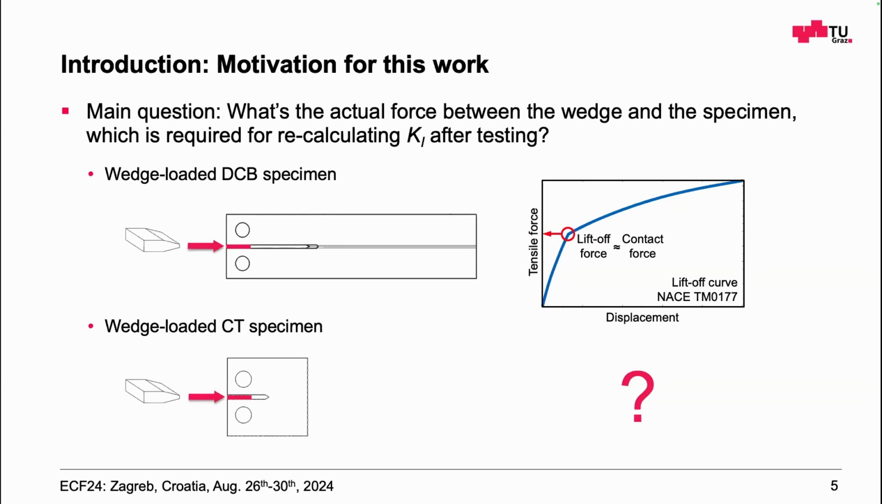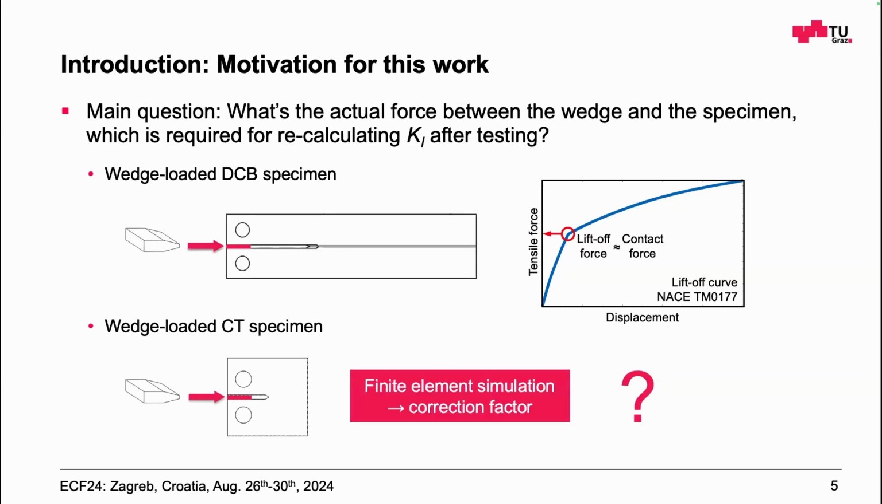And what are mechanical engineers always doing? They calculate the correction factor. And we did this using finite element simulation. So for such a sample geometry, we calculated a correction factor to account for these, let's say, difficult contact conditions. And with this correction factor, we were then doing our tests and calculating the stress intensity. I will show this now.